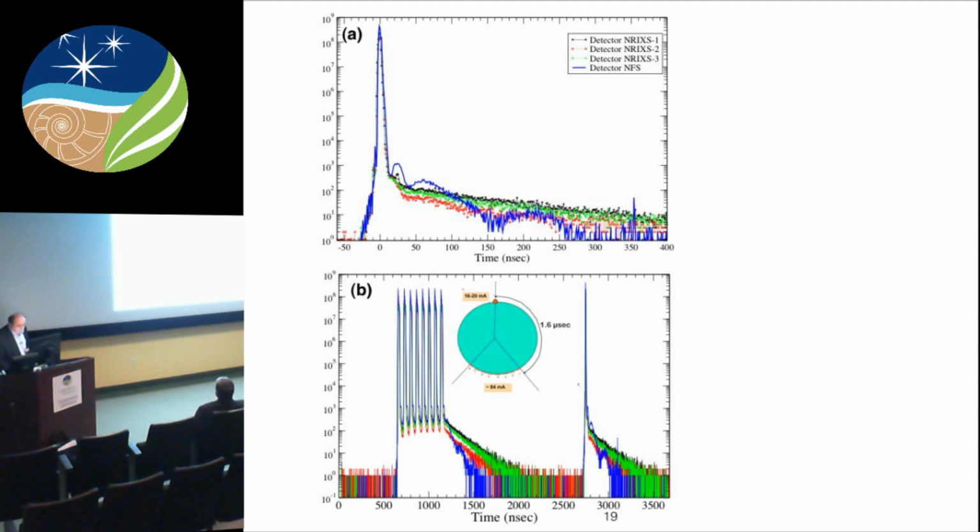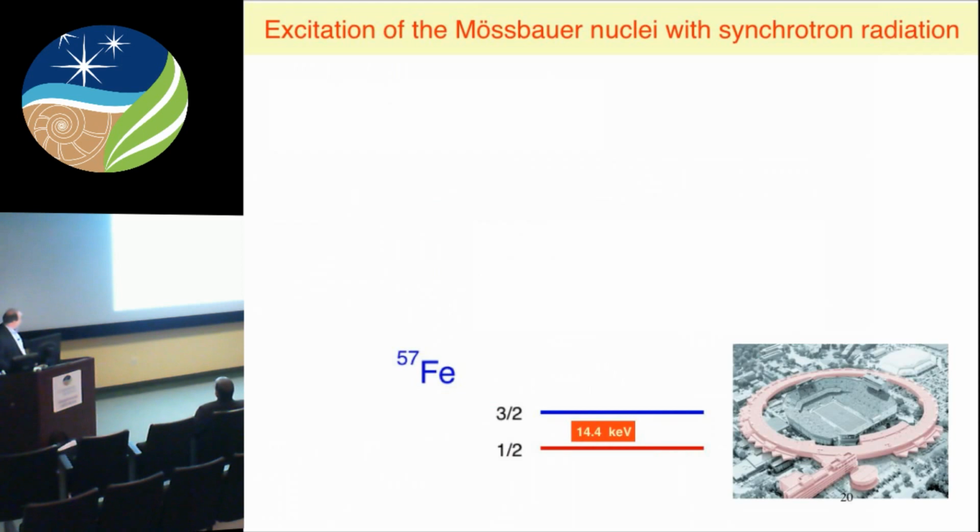So basically the idea is to park this level, as Stan Ruby suggested, and then let it decay, the time constant being 97 nanosecond half-life, and when it decays, we're going to see this spectrum. Does that answer your question?